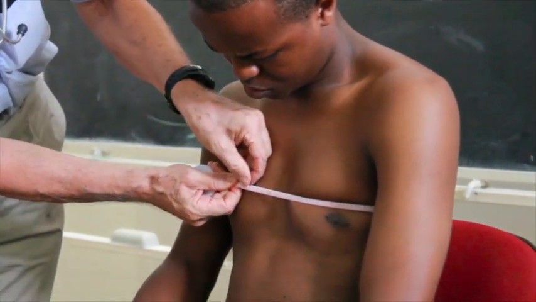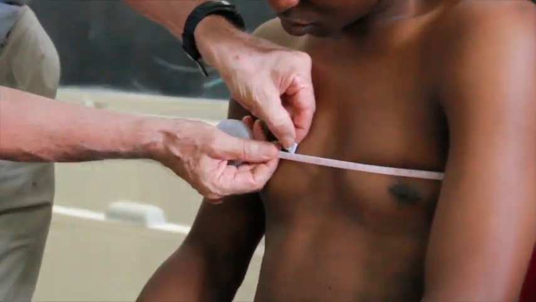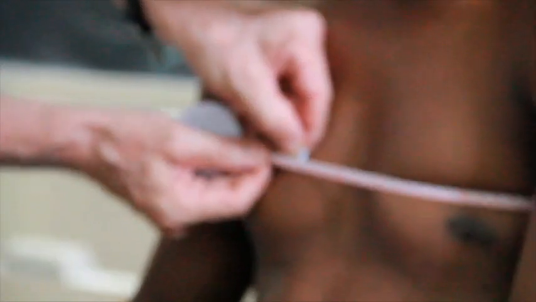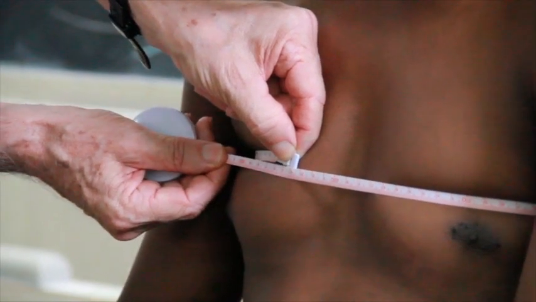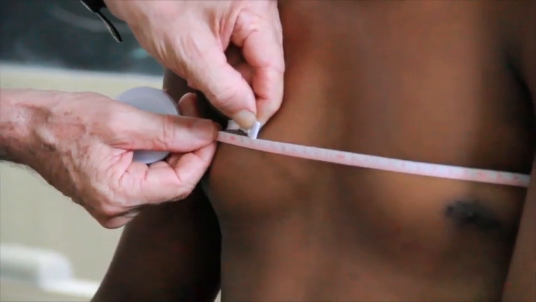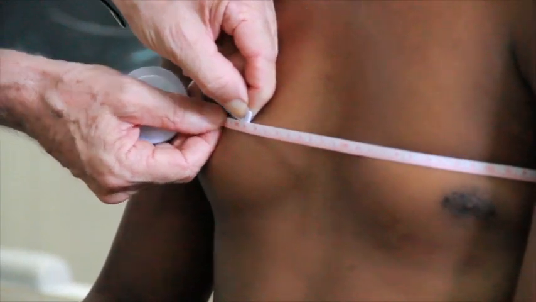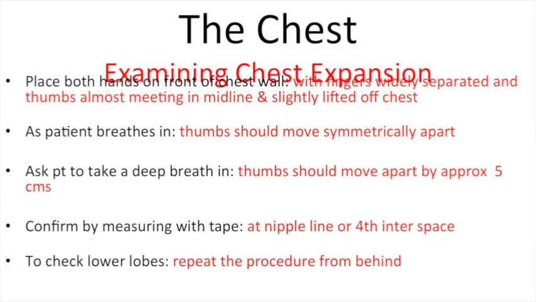And so his normal chest expansion in the neutral position is there. Now what I'd like you to do is to take a very deep breath for me. Take a deep breath in, and that's his 5.5 centimeters. That's normal chest expansion.